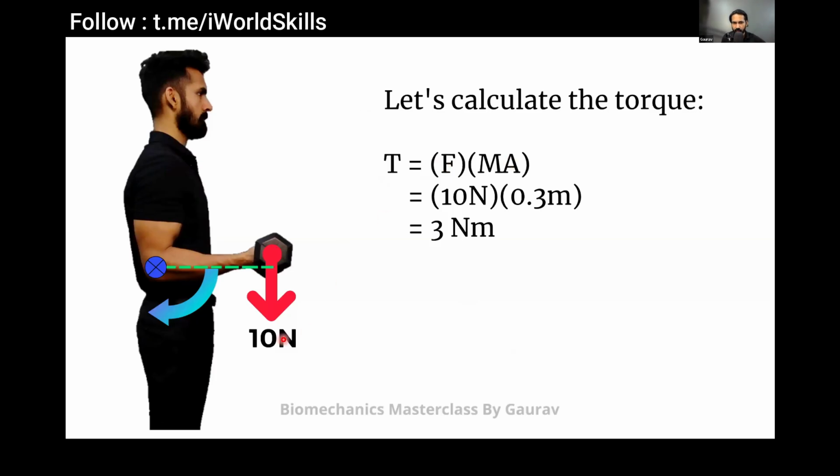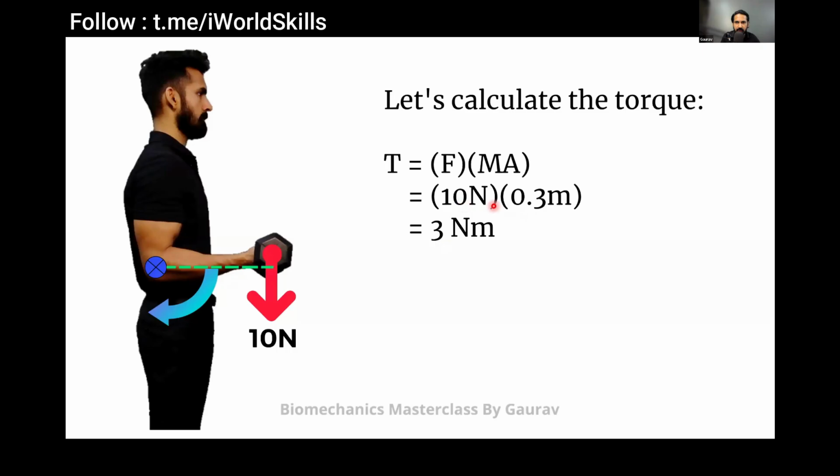Now, what is the magnitude of force? 10 Newton that we have assumed. Now we need the moment arm. In this scenario, if you draw a line that starts from the elbow joint axis towards the line of force, and this line makes a 90-degree angle with this line of force, right? So this distance, or this green colored line that you see over here, is the moment arm for this particular scenario. Let's say the moment arm in this scenario is 0.3 meter. I actually measured my forearm hand segment and it came out to be 34 centimeter. So 0.3 meter is a very fair assumption, right?